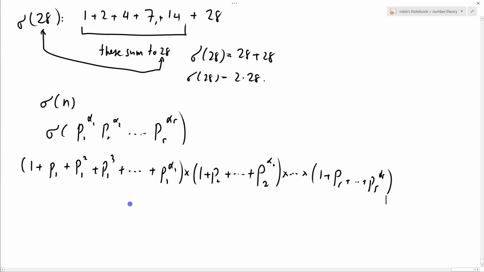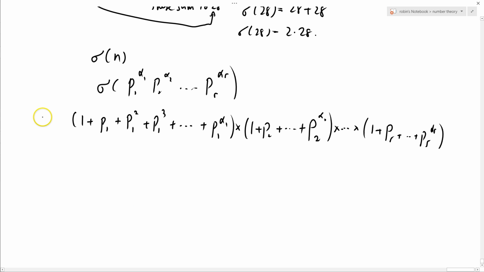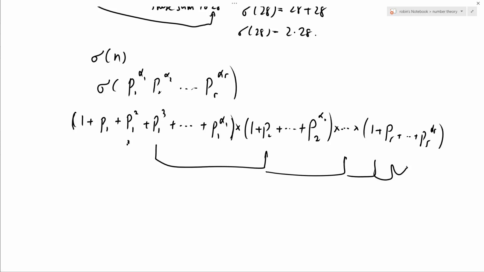Okay? And we're going to observe something about this product. Let's have a look at a term: it will be p1 to the power something times p2 to the power something else times and so on, which is a divisor itself. So in this potentially large polynomial, each positive divisor of n appears once and once only when you multiply this great big thing out.